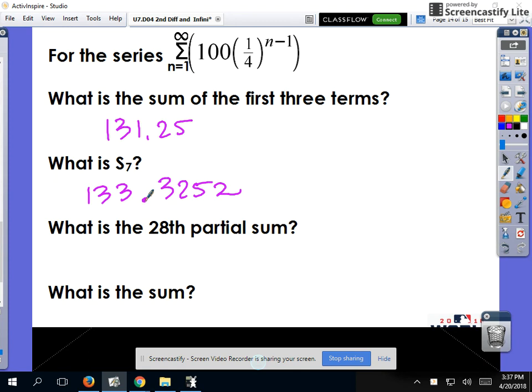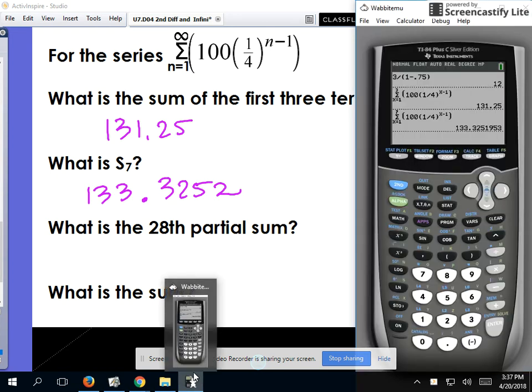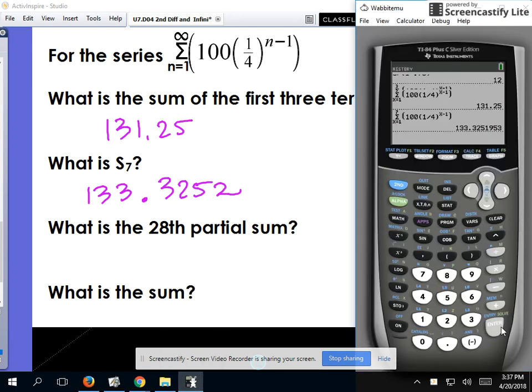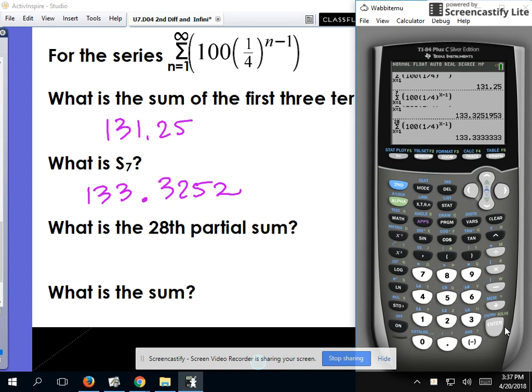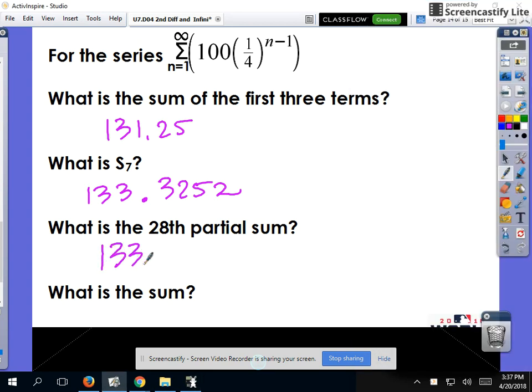And then what is the 28th partial sum? Again, just grab what you got before. Change that to 28. Which is 133.33 repeating. And that's the same as, if you wrote that, I think it's 400 over 3.